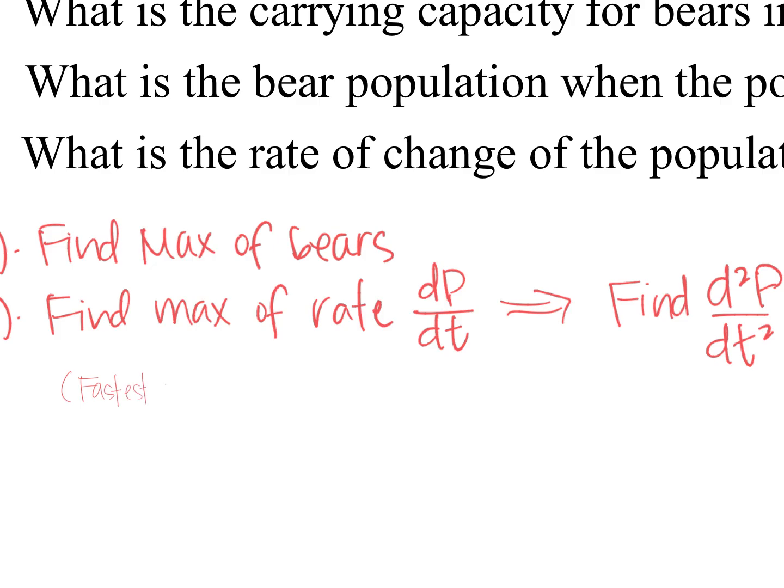Fastest rate always happens at half M once you reach that value. That can save you on a multiple choice. If you don't have to show any work, you can just go right to it if you know your logistic expressions. It's happening at halfway.